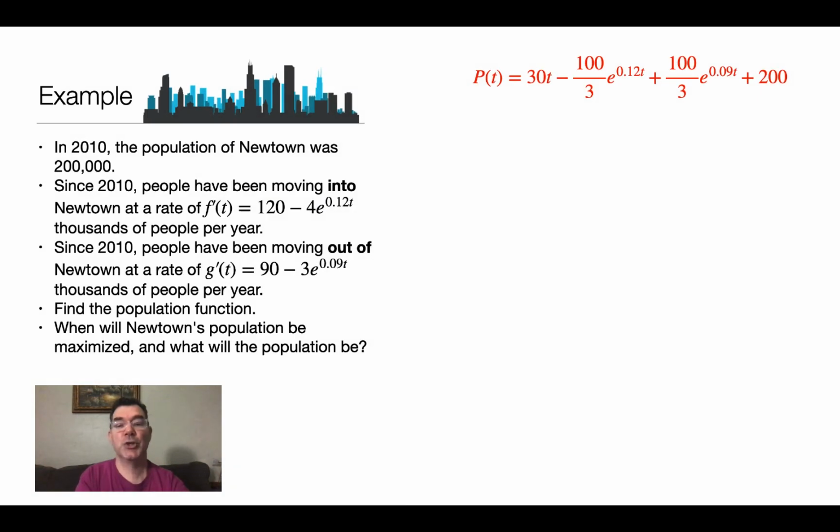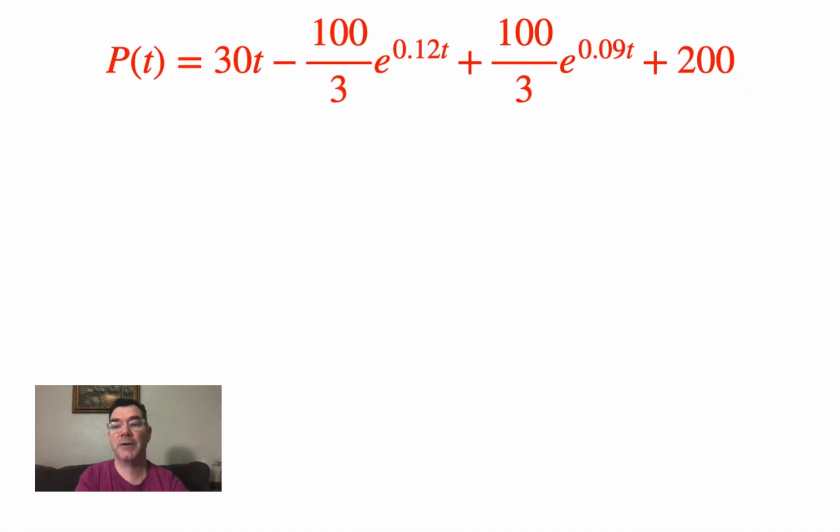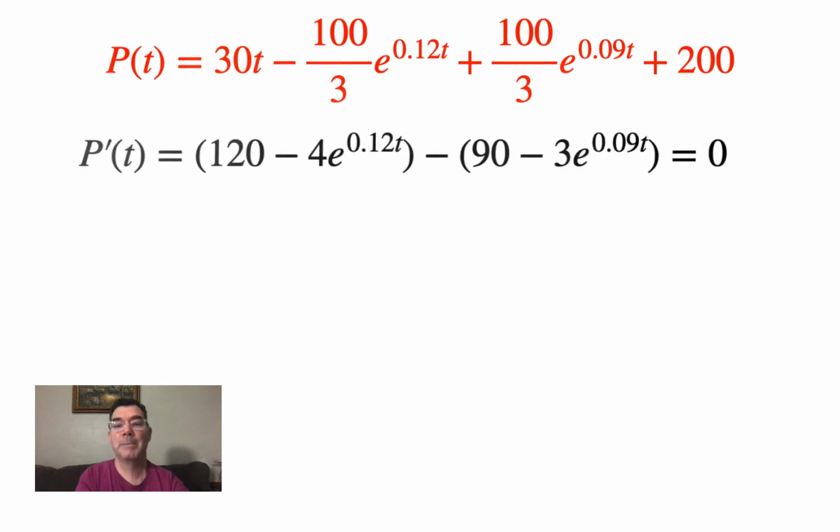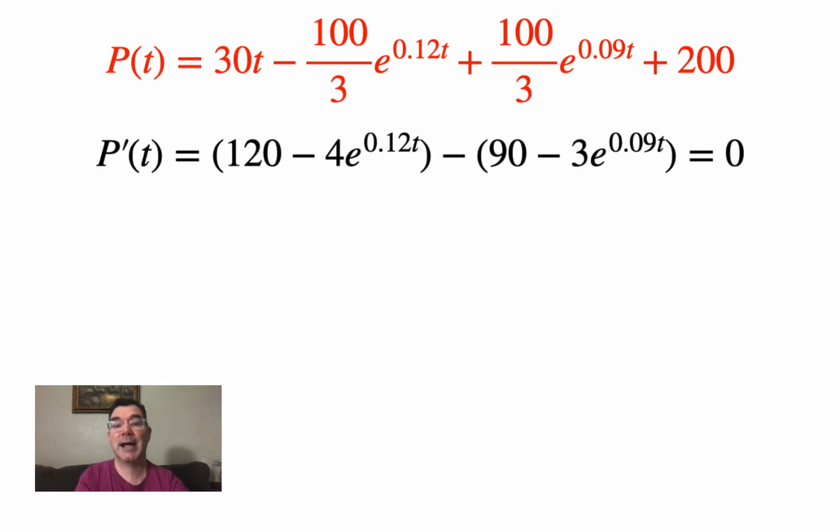So now I have my population function. I can replace c with 200, and that is my population function. All right, so the next part is going to be when will the population be maximized and what will the population be? So there's my population function. I've rewritten it at the top. If I want to know when it's maximized, I start with the derivative that I had on the previous slide. And that's what I would have. And I set it equal to 0.